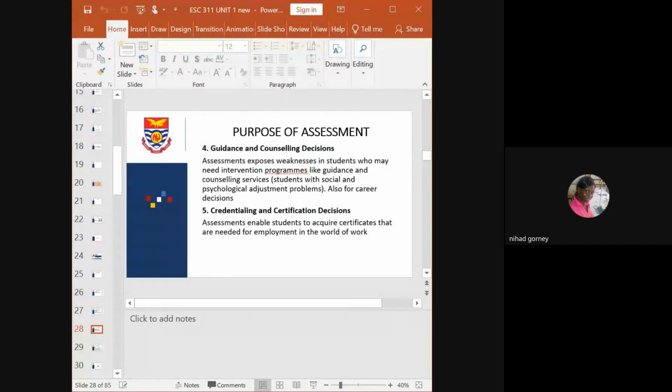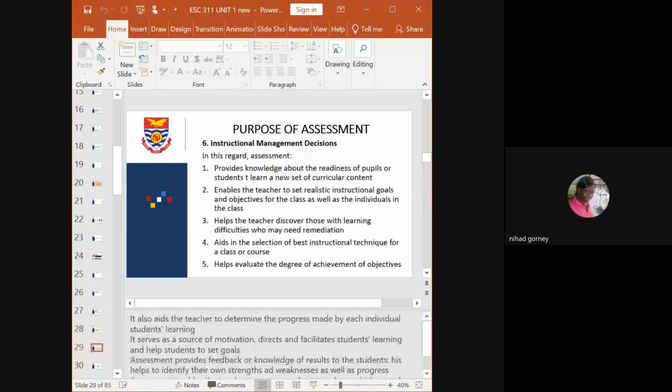We need assessment scores to help in counseling them or guiding them in that regard. And when it comes to being given certificates and credentials, assessment is what enables students to acquire such. If you have to get a first degree and you want a first class or second class, the assessment scores you have built over the years will tell us which certificate we are giving you. So that is it about the purpose of assessment.